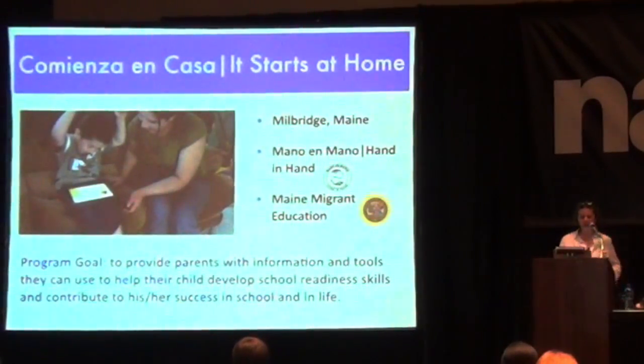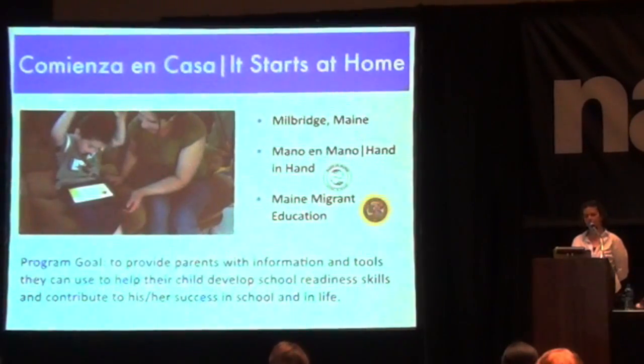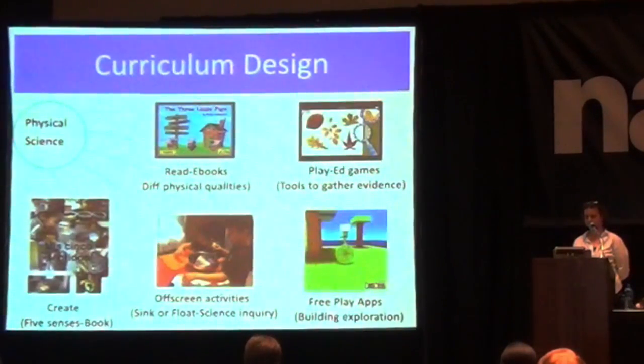And the program that I want to talk most about is called Comienza en Casa. It starts at home, that serves 4 to 6 families in Millbridge, Maine, a small rural coastal community. Families speak Spanish in the home, do seasonal agricultural farm work, and have pre-K or kindergarten-age children eligible for Maine Migrant Education Services. During the program, families use iPads as a tool for learning at home, along with more traditional kindergarten readiness activities. The program continues to evolve based on feedback from families.